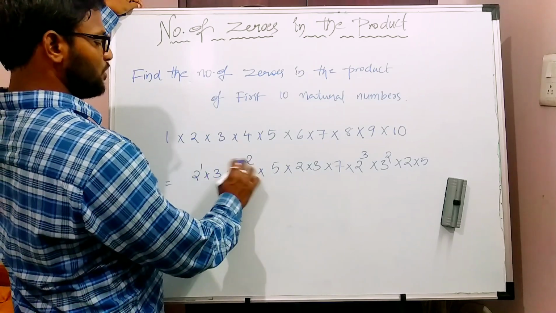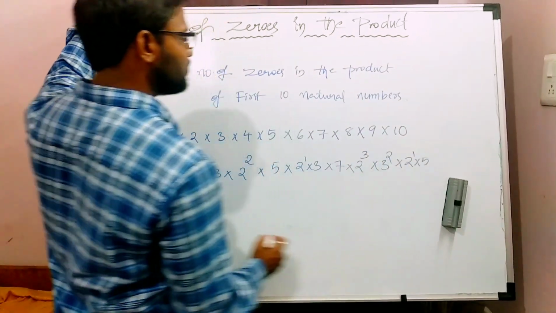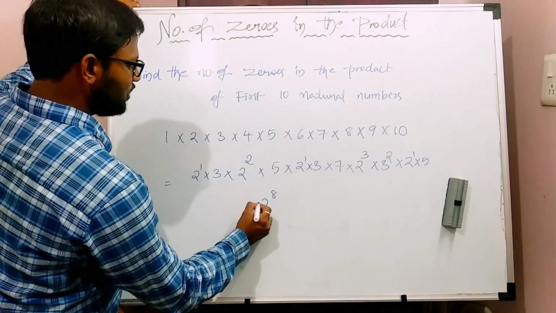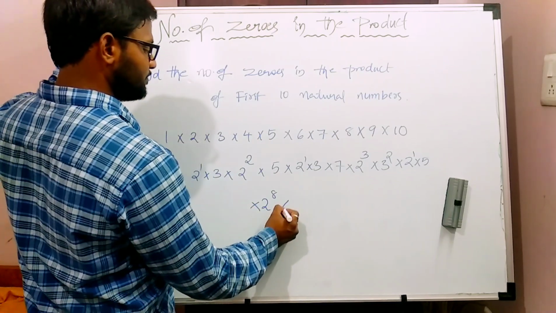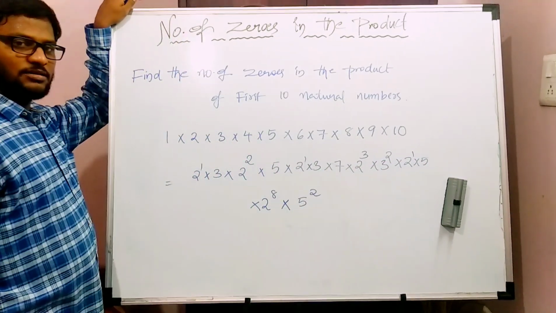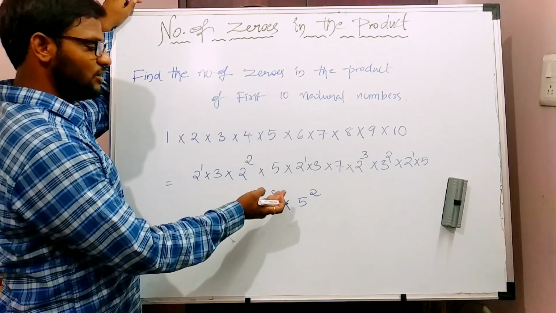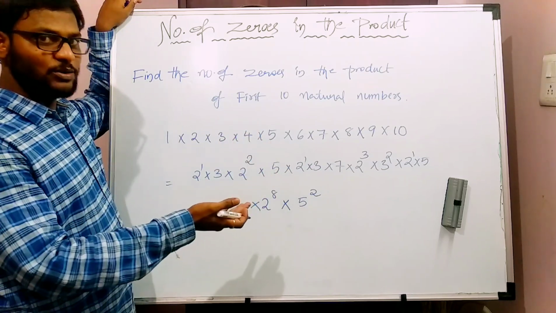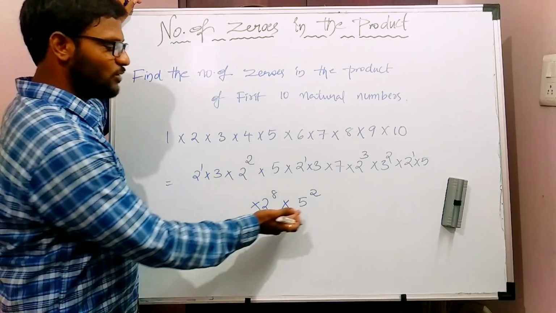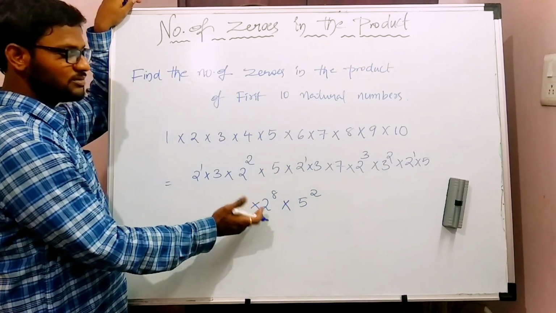2 power 1 into 2 power 2, 2 power 3, 2 power 4, 4 plus 3 is 7, 7 plus 1 is 8. So 2 power 8, I'm not writing the remaining numbers here, only 2's and 5's. Next 5 and 5, 5 to the power of 2. Now tell me how many zeros in the end? Obviously 2, because to end with 8 zeros, 8 2's and 8 5's should be paired. But we have only 2 5's. 5's we have only 2, but 2's 8.